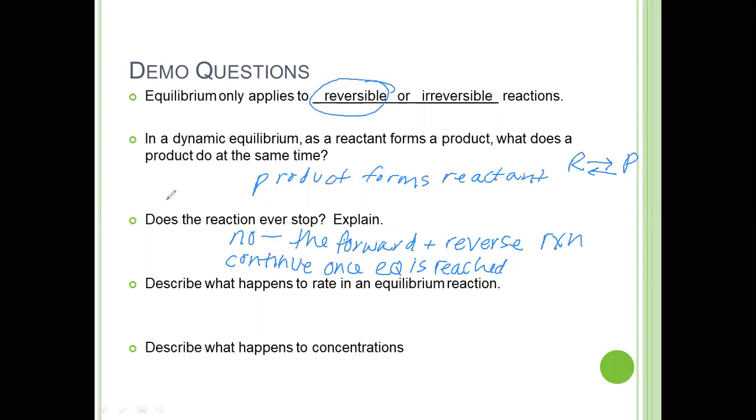Okay, describe what happens to rate in an equilibrium. Rate of the forward and rate of the reverse become equal. Equilibrium, equal. What happens to concentrations? They become constant, meaning they don't change. So they are not equal, they just level out. So that's a big distinction. All right, now we'll just do the quick set of notes.